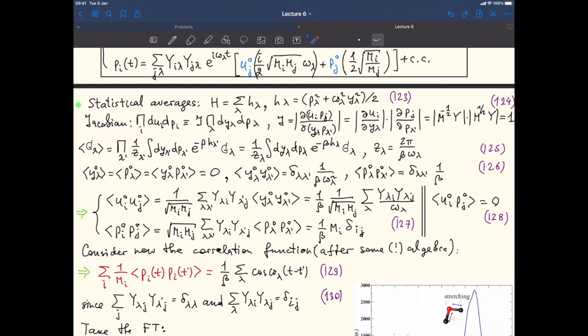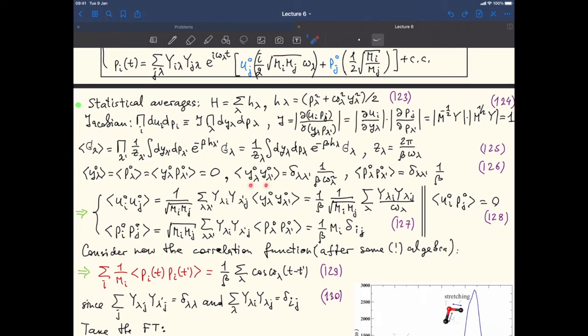By the same token, the p lambda integral would also be equal to 0, and the statistical average over y lambda and p lambda prime with different lambda and lambda prime would factorize into averages of y lambda and p lambda prime, which would also be equal to 0. So the first momenta are equal to 0, and also the second off-diagonal momenta of y and p are equal to 0 as well.